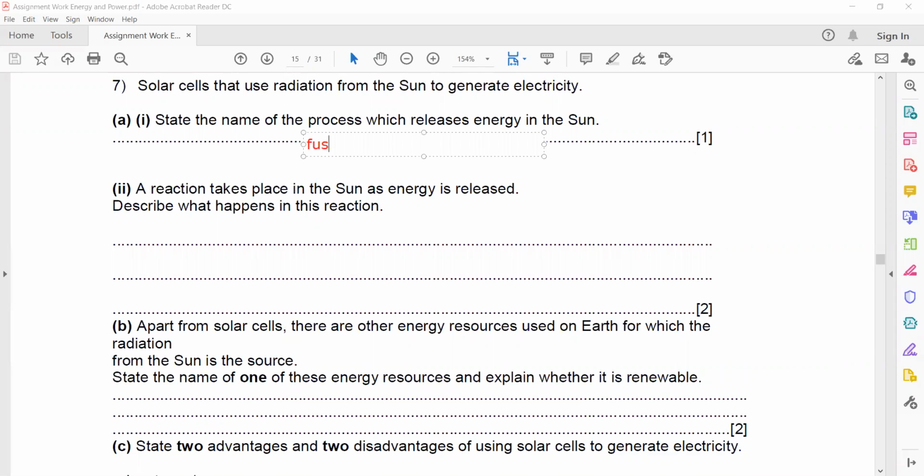So you just have to write the definition here: lighter nuclei join to form a heavy nucleus and release energy. Collide or join.